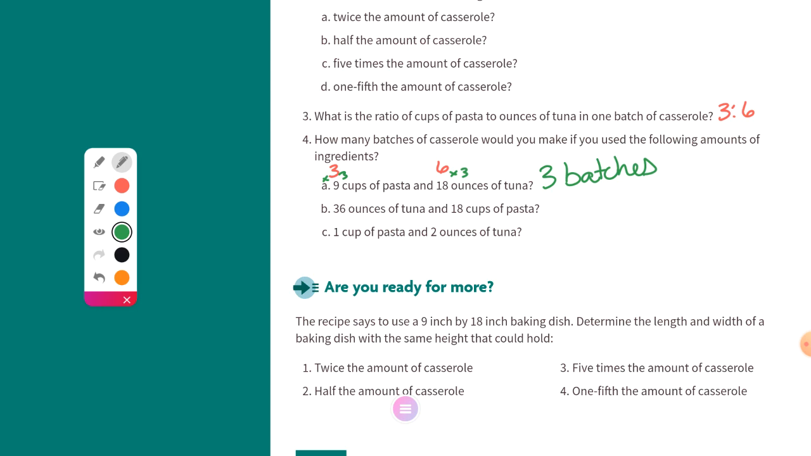Next one, 36 ounces of tuna and 18 cups of pasta. What did they do to try and confuse me there, Owen? They flipped it. So I need to put my 6 by my 36 and my 3 by my 18. Dom, how do I get from 6 to 36? Times 6. How do I get from 3 to 18? Times 6. So how many batches can I make, Dom? 6. 6 batches.